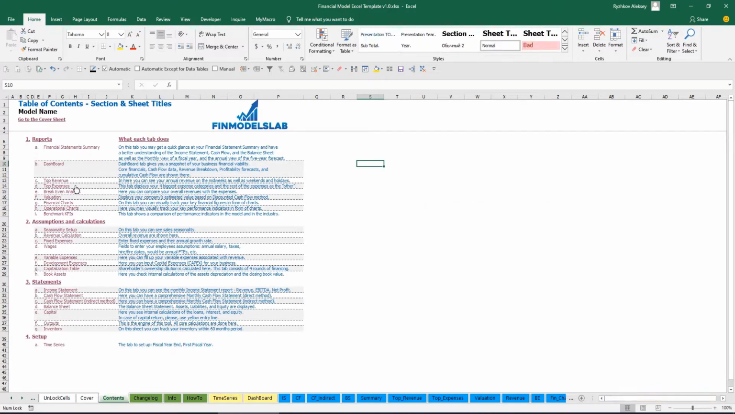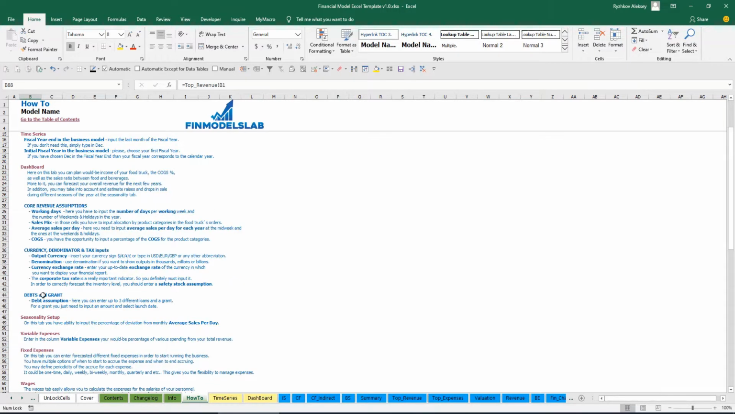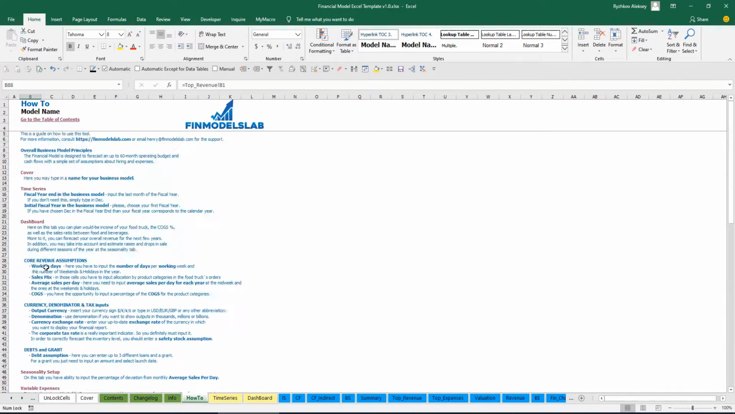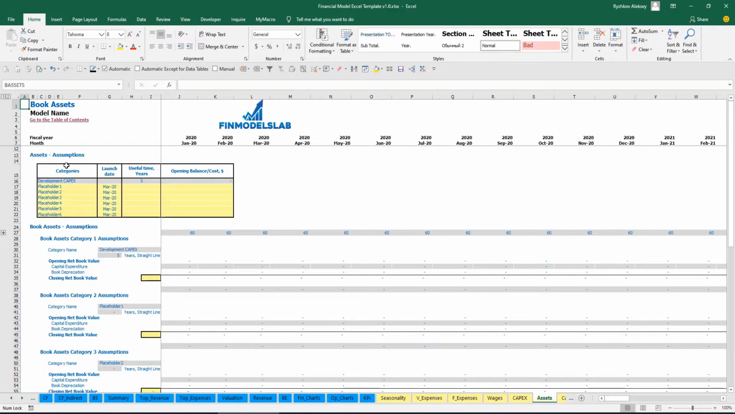Additionally, you have Contents tab, which allow you to navigate across the model very simple. So you may click on any report and you can go back. It is broken down by reports, assumptions, statements and setup. There is short explanation about what each tab does, but if you want to know more, you can go to How To and to see more detailed explanation of what each tab does and what inputs you may find on this sheet and what kind of outputs you may find on this sheet as well. Any header of this section is also clickable, so you may click on, for example, Book Assets and you go directly to this tab.